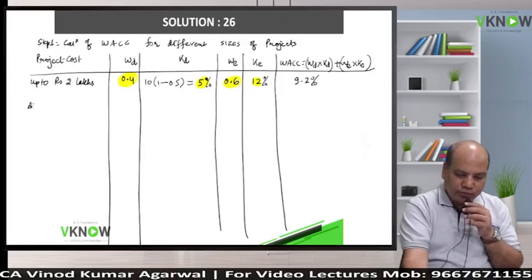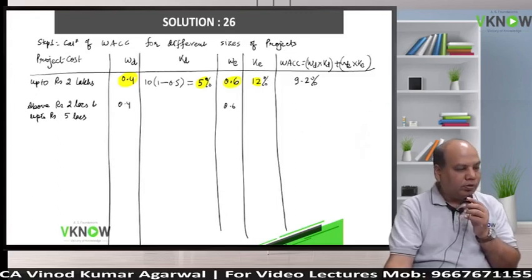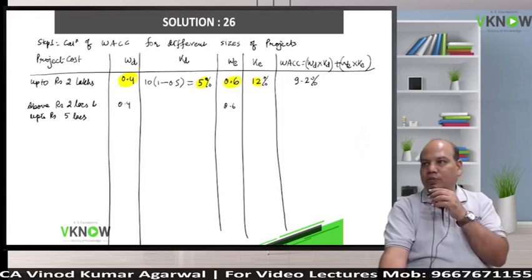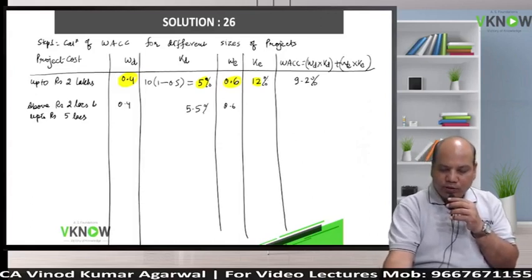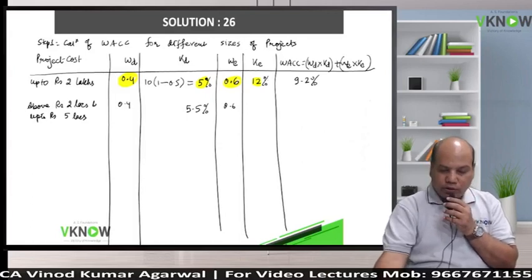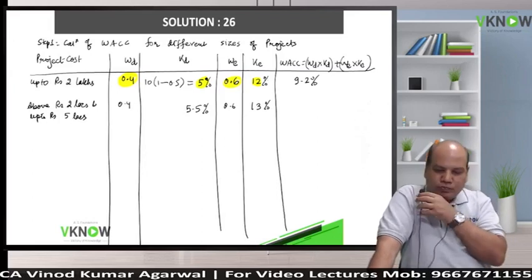Now write down above rupees 2 lakhs and up to rupees 5 lakhs. So this will always be 0.4 and this will always be 0.6. Now 11% is the cost of debt in the problem, pre-tax. So post-tax will be 5.5. Cost of equity will remain 13. Post-tax will become half because tax rate is 50%. So please reply now.